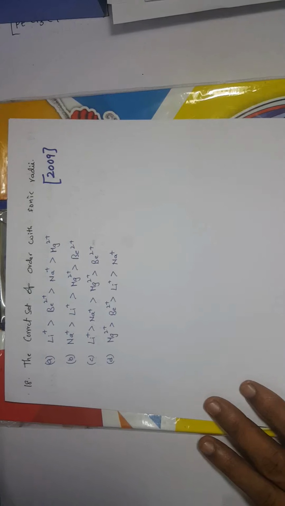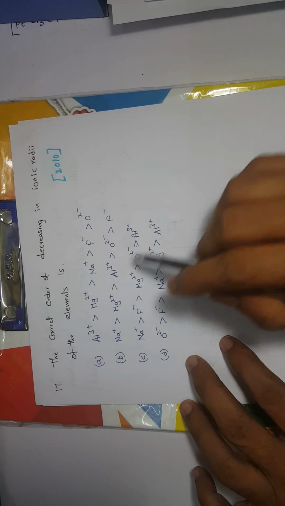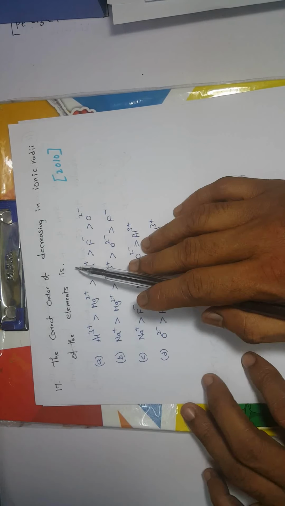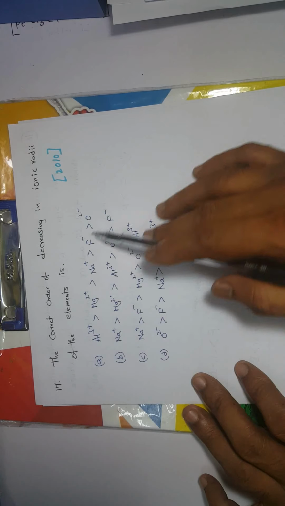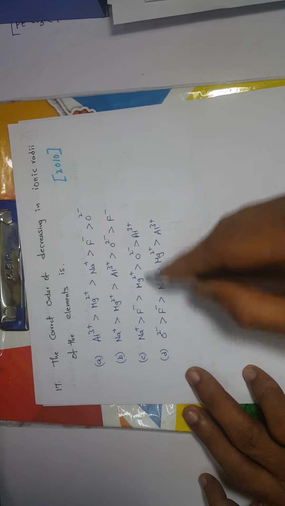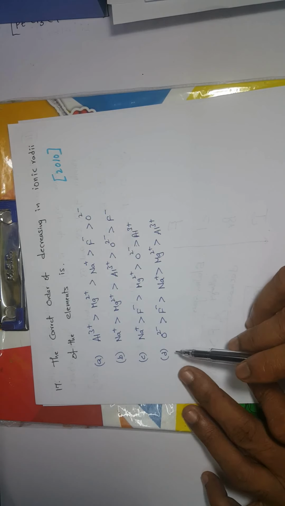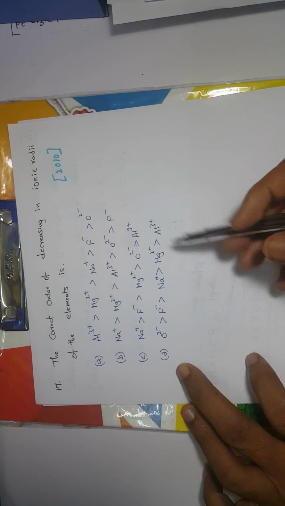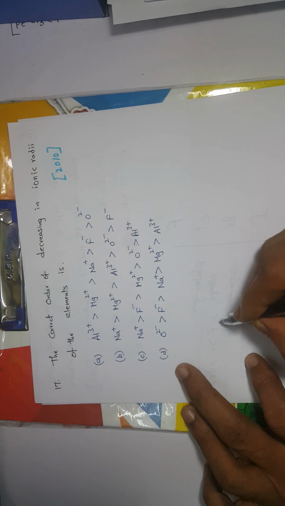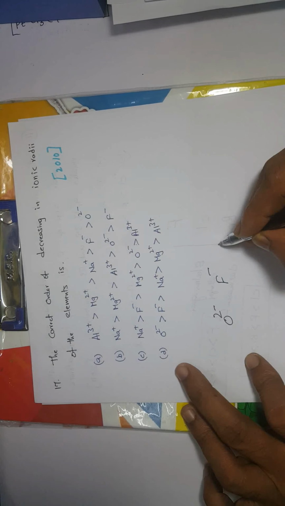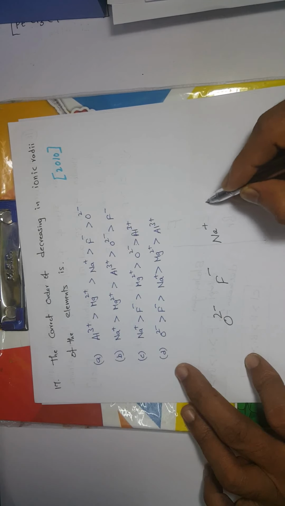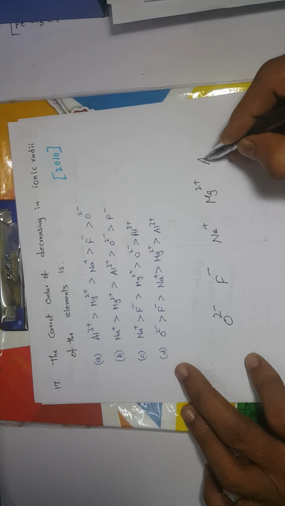That is the reason. Next one is the correct order of decreasing ionic radii. What are the ions they have given? They are asking for decreasing order. That means the first one is the biggest and the last one is the smallest. They have given O2-, F-, Na+, Mg2+, Al3+.